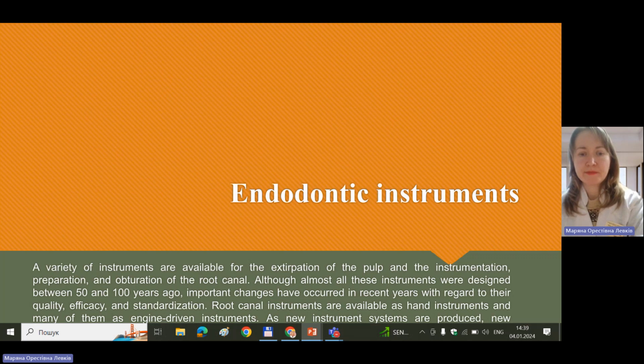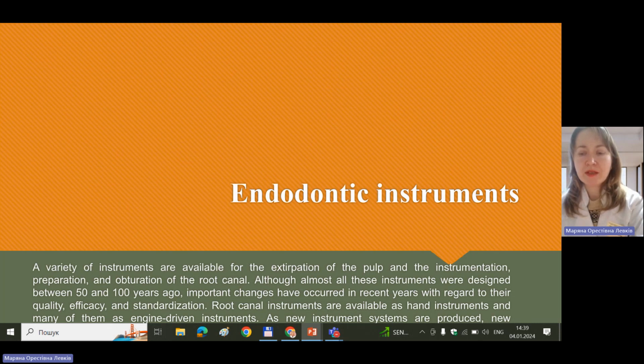Endodontic instruments. A variety of instruments are available for the extirpation of the pulp and the instrumentation, preparation, and obturation of the root canal. Although almost all these instruments were designed between 50 and 100 years ago, important changes have occurred in recent years with regard to their quality, efficacy, and standardization.